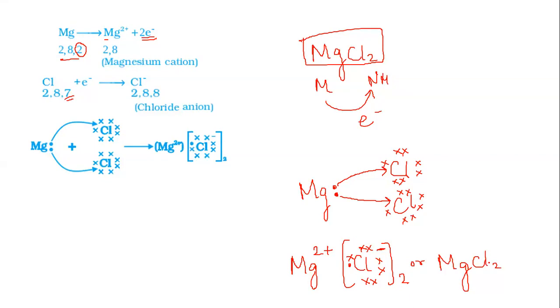Yes, ma'am. So this is how you have to show the formation of ionic bond. Now suppose I say show the ionic bond formation in potassium chloride, KCl. Potassium is a metal, chlorine is a non-metal. So this will be an ionic compound. Can you show the electron transfer?